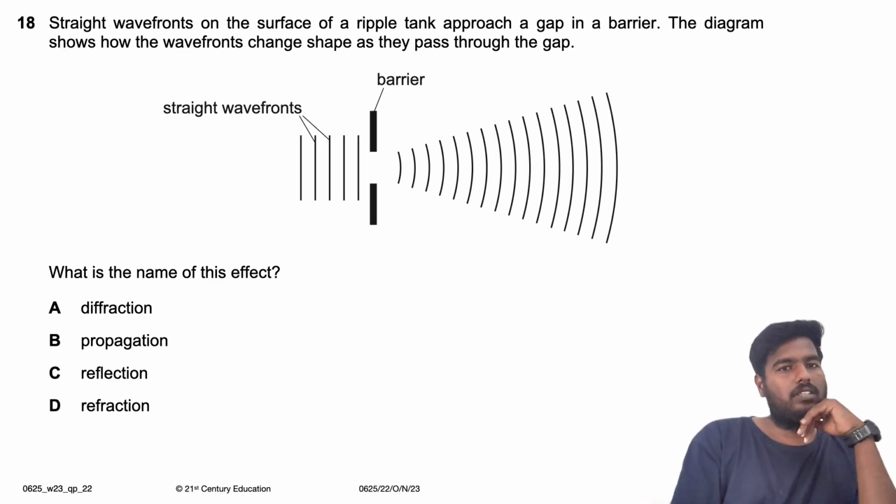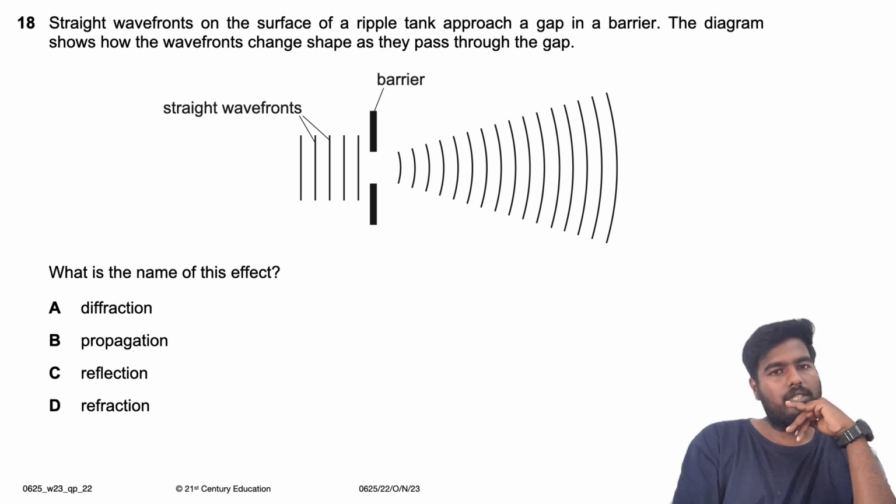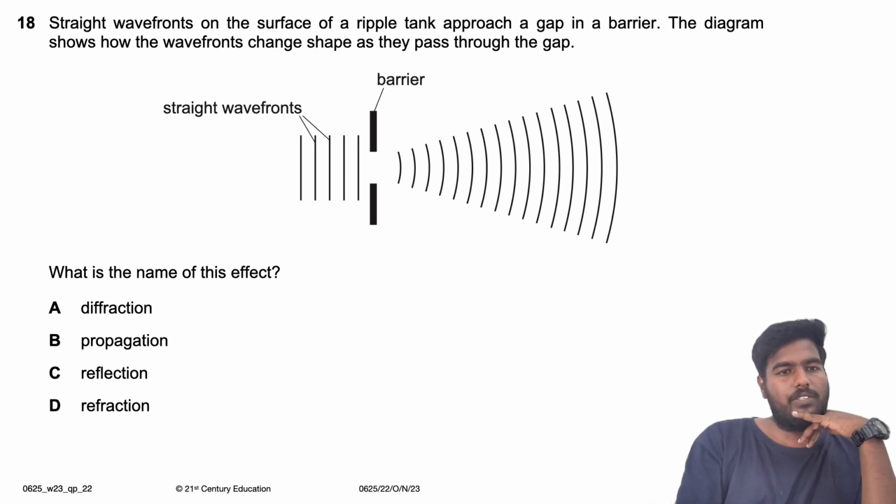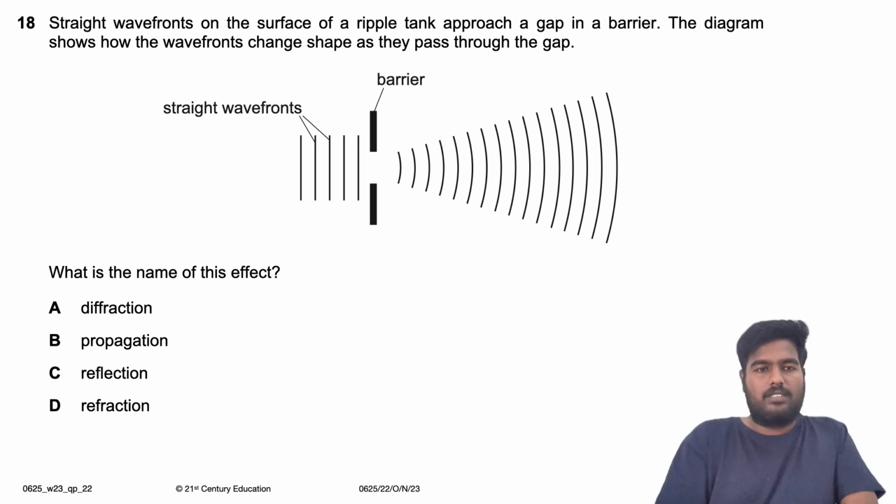Straight wavefronts on the surface of a ripple tank approach a gap in a barrier. The diagram shows how the wavefronts change shape as they pass through the gap. Okay, straightforward. What is the name of this effect? So the name of this effect, we know, is diffraction.